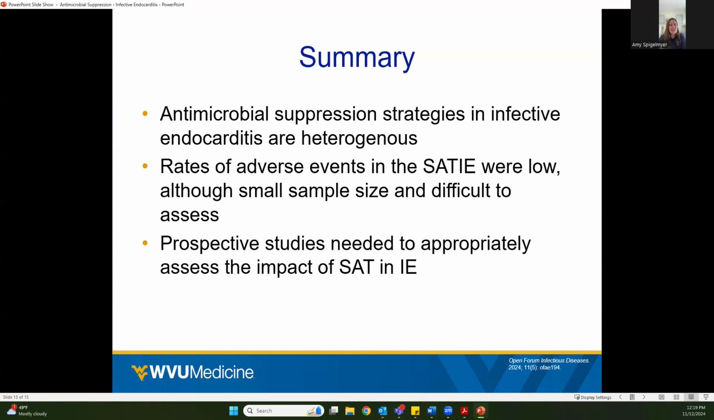And then lastly here, just to wrap up the didactic portion from a summary standpoint, hopefully now you can understand that antimicrobial suppression strategies in infective endocarditis are very unclear, and the studies that have been published are very small in nature, and the patient populations vary so much that it's really hard to determine what to do overall. Rates of adverse events in the SATIE study were very low, although it was a small sample size and it may have been difficult to assess since it was retrospective in nature. And really, in this patient population, we truly need prospective studies to appropriately assess the impact of suppressive antimicrobial therapy in infective endocarditis.